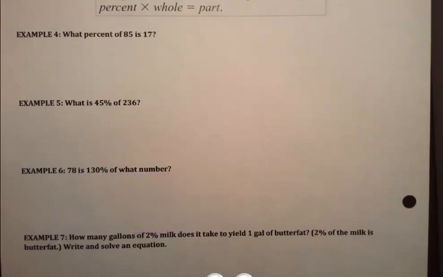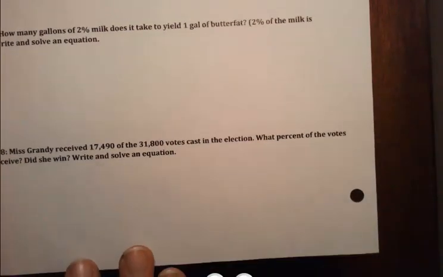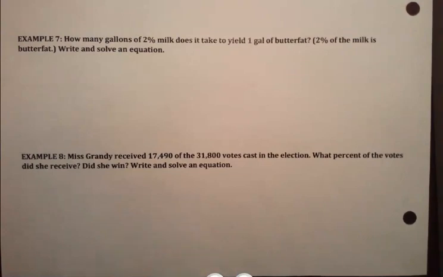Okay. Now on to a couple of real life problems here. Example 7. How many gallons of 2% milk does it take to yield 1 gallon of butterfat? And there's a note here. 2% of the milk is butterfat. That's how milk is named. Okay, so it says write and solve an equation. Okay, so we have a percent. So 2% of the milk is butterfat. We're asking how many gallons of 2% milk does it take to yield 1 gallon of butterfat?